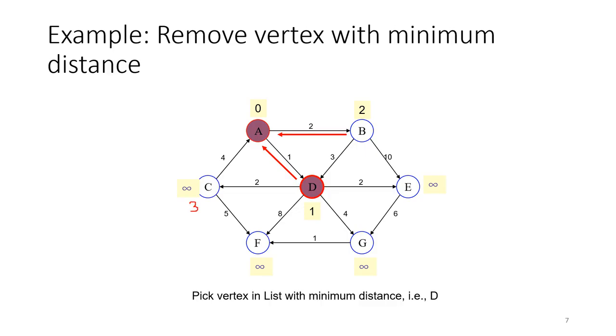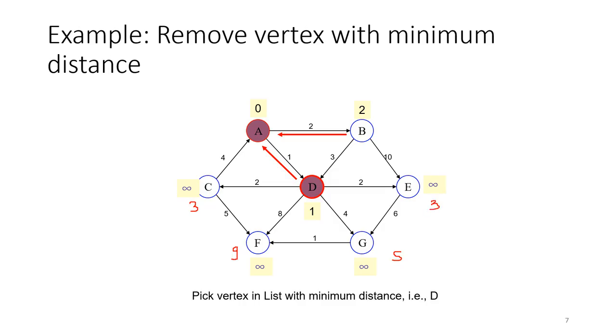changed as 3. I can reach from A to D in 1 unit and D to F in 8 units. So this distance is updated as 9. From D to G, it takes me 4 units, and 1 plus 4, I can reach in 5 units from A to G. How about E? E is also reachable now. 1 plus 2, E is reachable in 3 units.